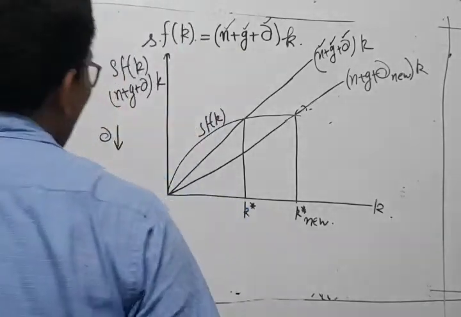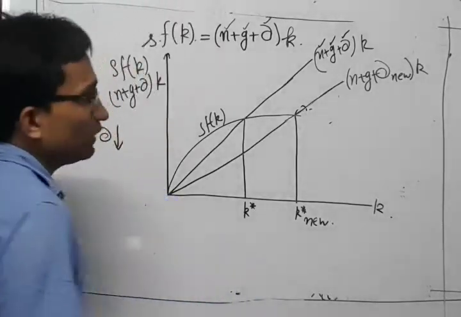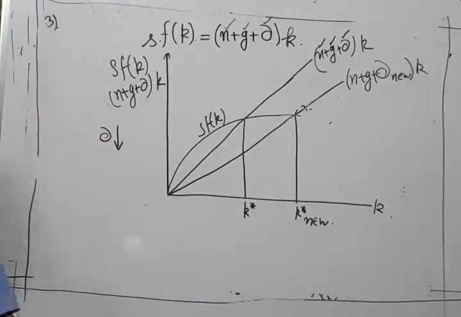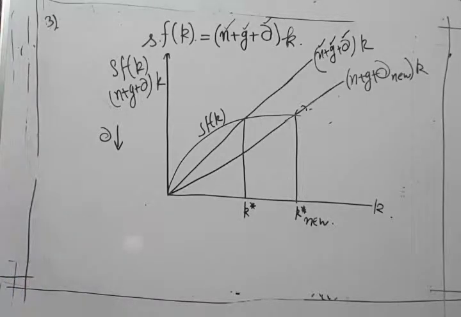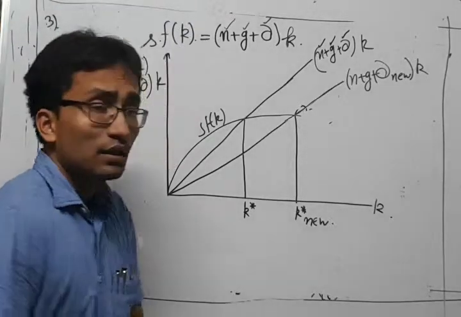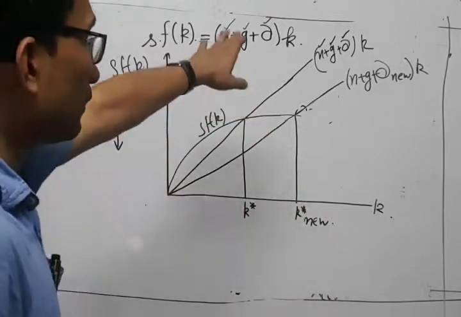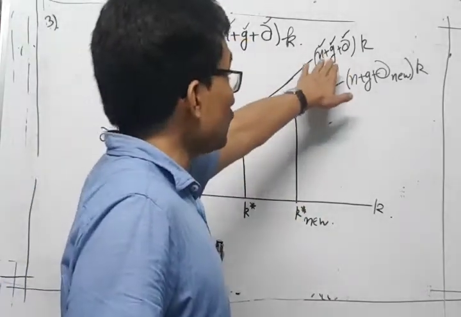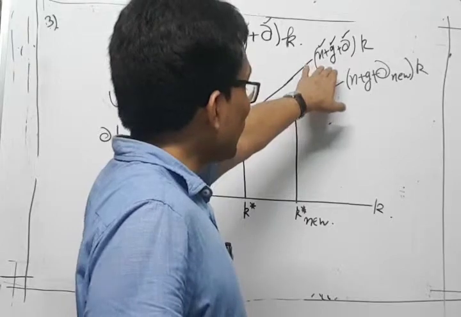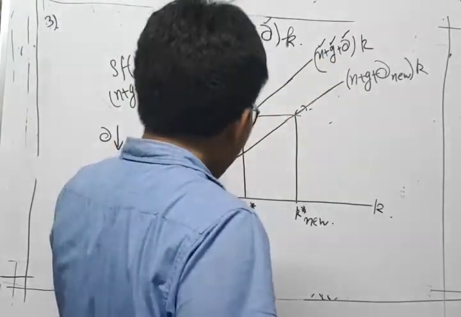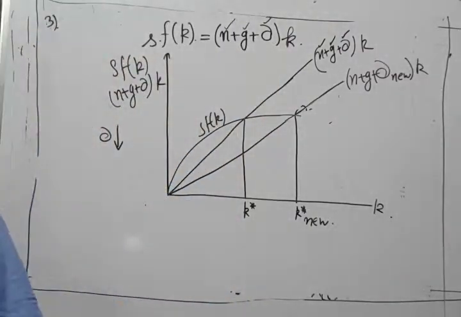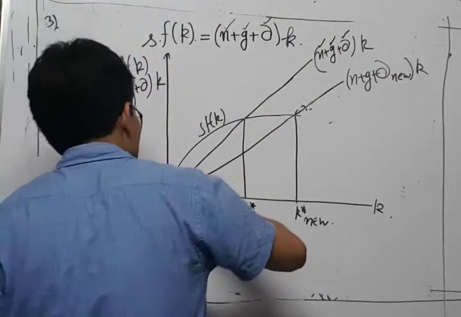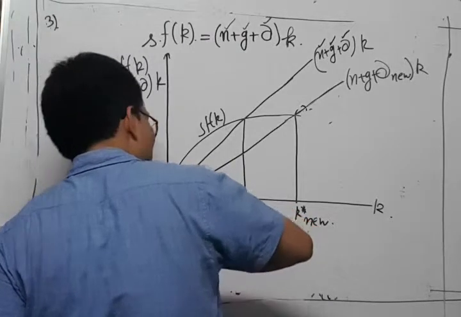Okay. Now let us see the next part of the problem: what happens when the rate of technological progress rises. The rate of technological progress is given by the rate of knowledge accumulation, which is given by this rate g. Now when this g is rising, effectively my n plus g plus delta is rising. So the new break-even investment line will be even steeper than the original break-even investment line. Now let us see what happens when it becomes steeper.